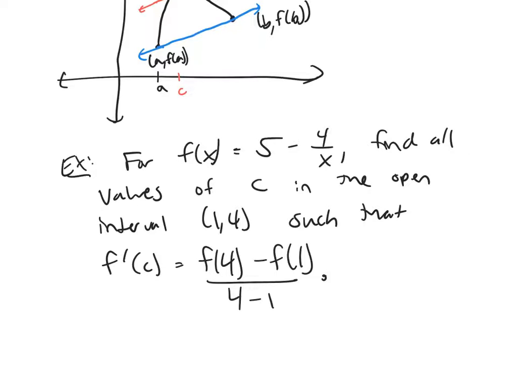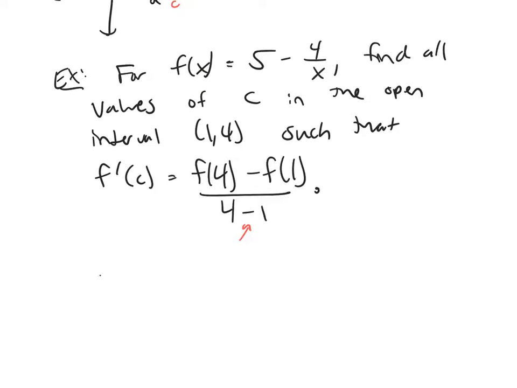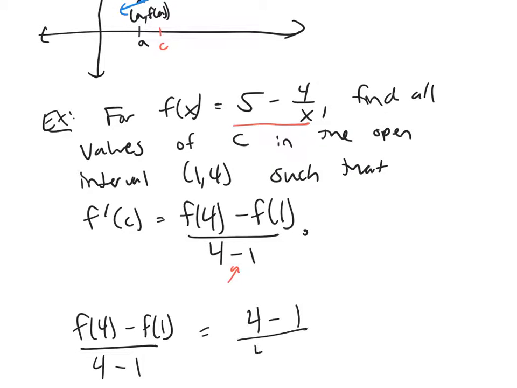So the first thing we're going to do is figure out what this average value is actually equal to, this part right here. So what is f of 4 minus f of 1? Well, I go to my function up here and plug in 4, and you get 4. If I plug in 1, I get 5 minus 4, which is 1.